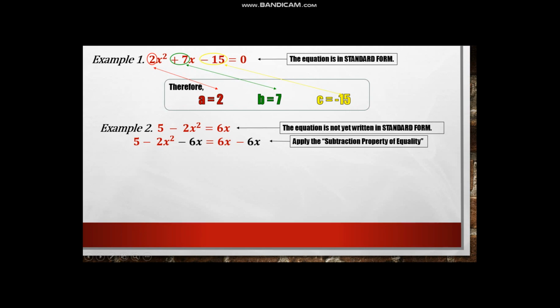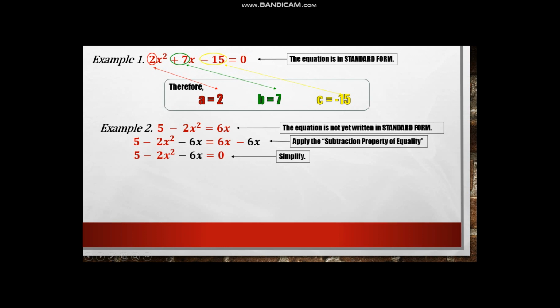So on the right side of the equation you have 6x. You have to make 6x 0. How? By subtracting 6x from 6x. Since this is an equation, whatever you do on the right side must be done on the left side. So if you subtract 6x on the right side, then you will also have to subtract 6x on the left side of the equation, giving us 5 minus 2x minus 6x equals 0.